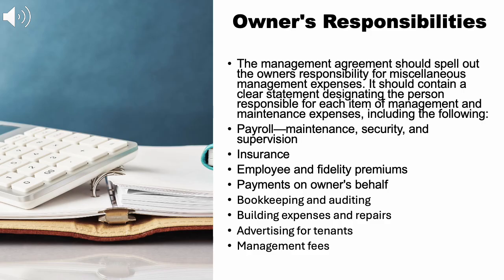Owner's responsibilities. The management agreement should spell out the owner's responsibility for miscellaneous management expenses. It should contain a clear statement designating the person responsible for each item of management and maintenance expenses, including the following: payroll, maintenance, security and supervision, insurance, employee and fidelity premiums, payments on owner's behalf, bookkeeping and auditing, building expenses and repairs, advertising for tenants, and management fees.